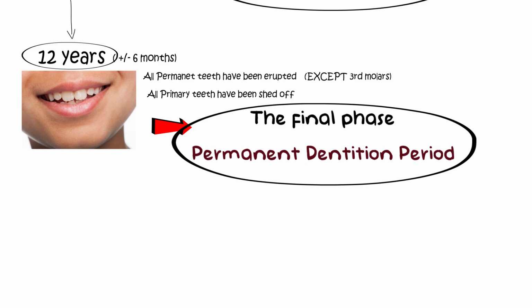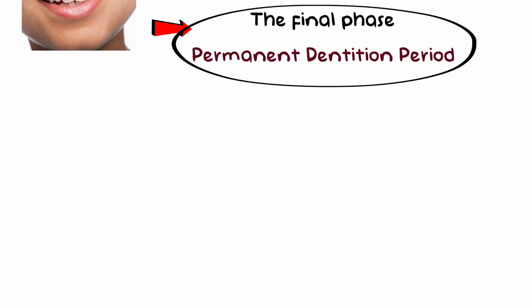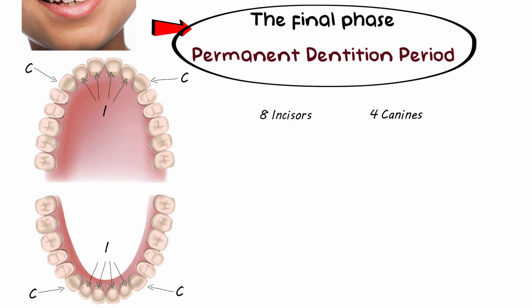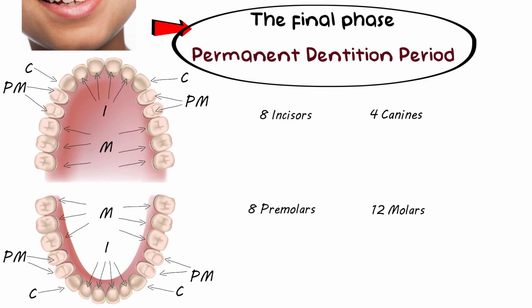Remember, at this stage, under normal circumstances, all the primary teeth have been shed off and the permanent third molar has not yet erupted. So moving on, including the third molars, humans have in total of 32 permanent teeth. These include 8 incisors, 4 canines, 8 premolars and 12 molars in total.